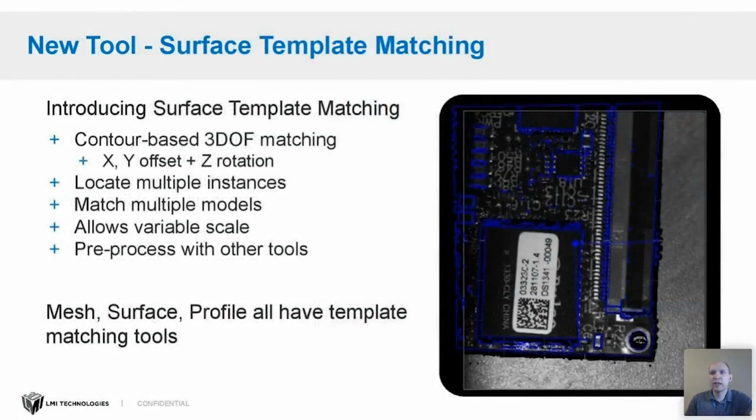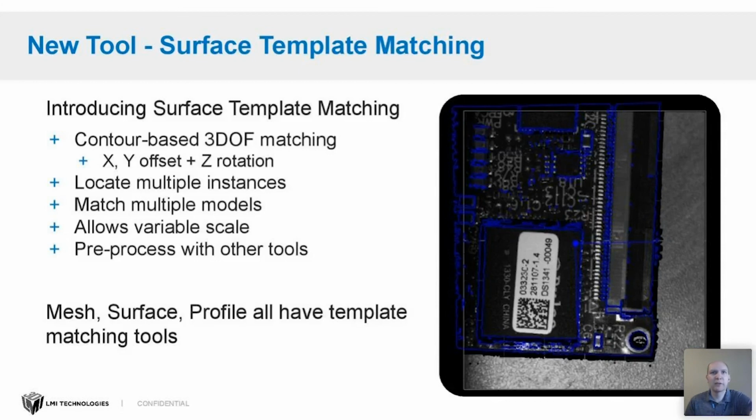So we're introducing a new tool called surface template matching, and this tool is performing contour-based 3 degrees of freedom matching. So it is actually generating a template similar to the model page part matching, and performing X and Y offset and Z rotation to match that model to your current scan.